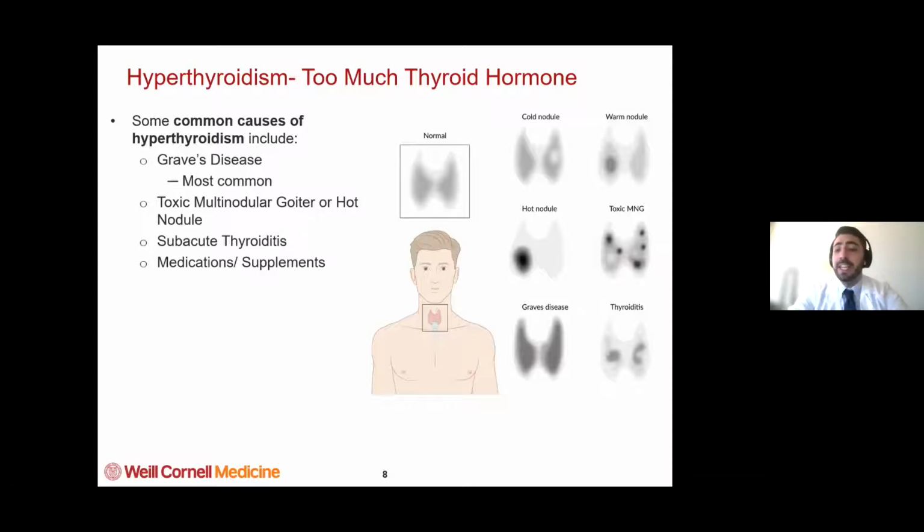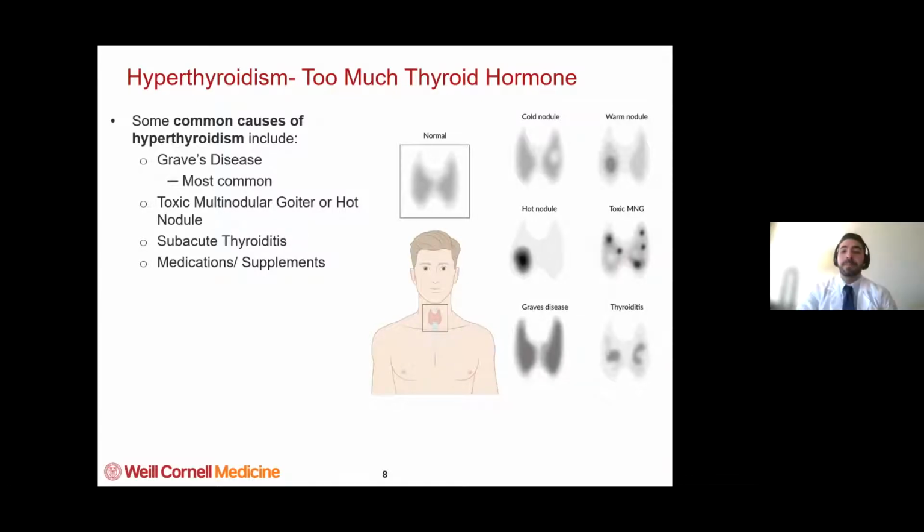Next, you can have medications or supplements, and this can occur from overtreatment with thyroid hormone replacement for hypothyroidism, or low thyroid hormone. As well, certain supplements can actually contain thyroid hormone. Sometimes you can have supplements that are marketed for weight loss, and they actually contain thyroid hormone. And then certain medications that contain iodine can also cause a state of too much thyroid hormone.